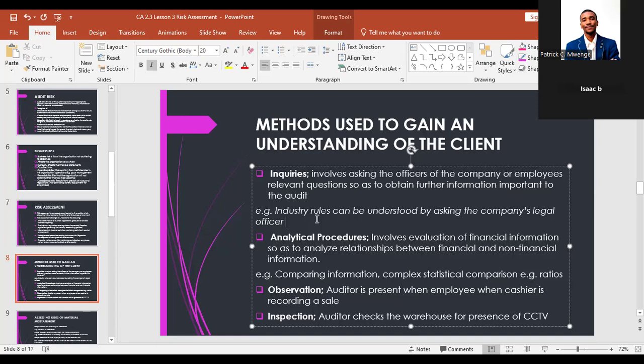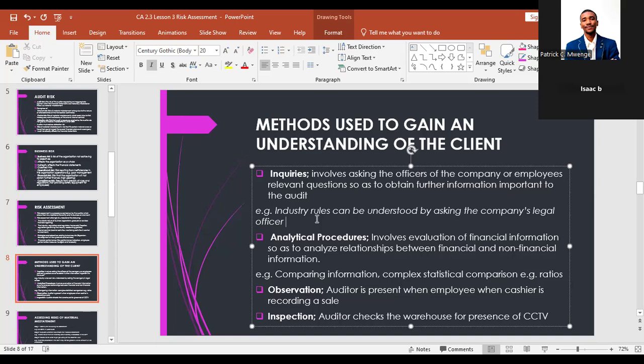Then two, analytical procedures. Analytical procedures involve evaluating financial information as well as analyzing relationships between financial and non-financial information. In simple terms, analytical procedures can simply mean comparing information, right? Or we can also use complex statistical comparisons like ratios.